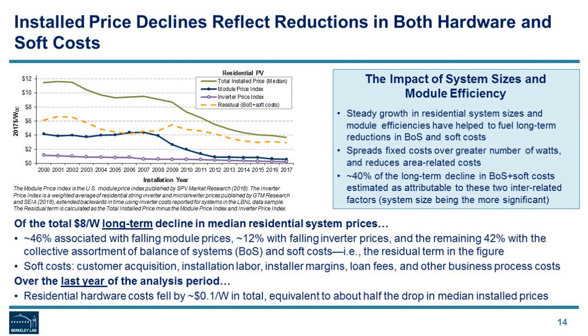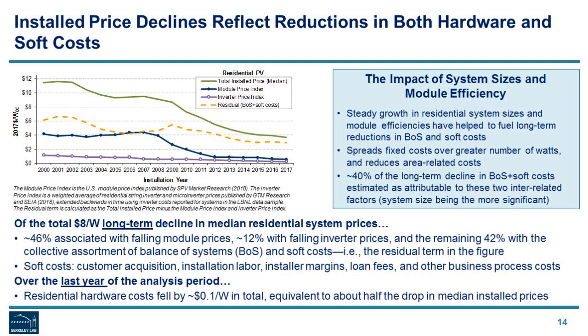So looking over the long term here, total residential system prices fell by about $8 a watt. About 60% of that decline is due to falling module and inverter costs. And the remaining 40% is then due to the reduction in all of those balance of systems and soft costs in aggregate. Over the last year, our comparison here is a little bit less precise, but again, it would seem to be a similar split, roughly half and half between hardware costs and soft costs.